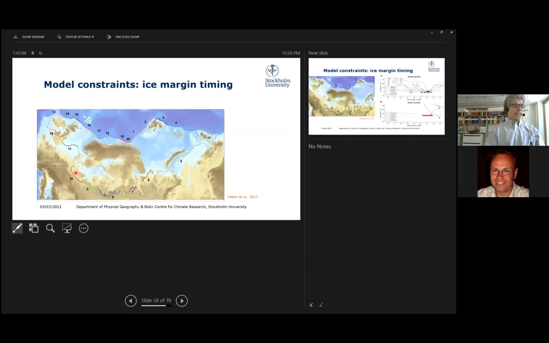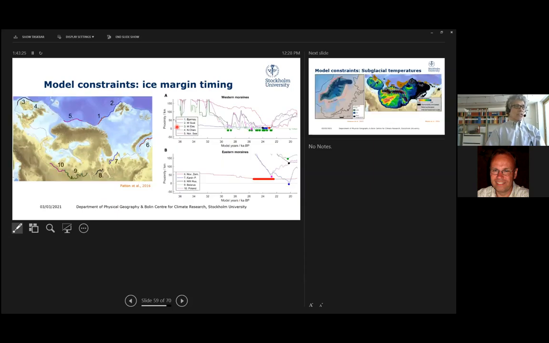One can look at the outer margin of the ice sheet and ask the question, when are any of these, if ever, being obtained through modeling? So here's another representation. You can look at the western moraines, numbered 1, 2, 3, 4, 5.